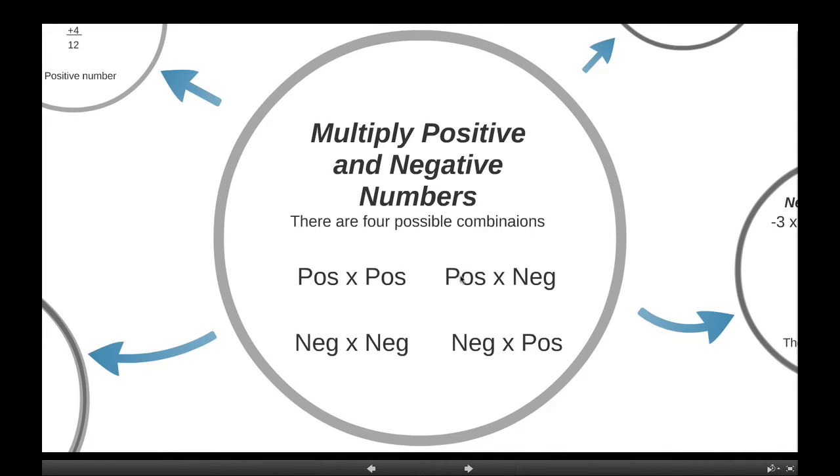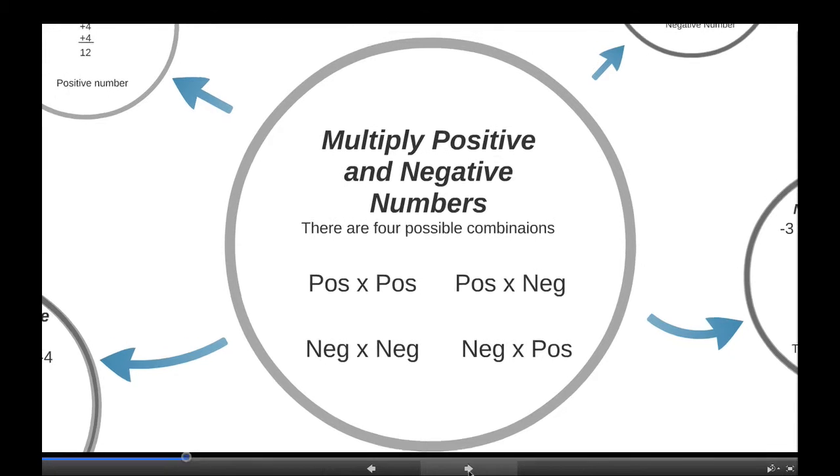You can also have positive times negative or negative times positive, and I've grouped these together because the signs are different. And there's really only 2 rules you need to remember. One rule for when the signs are the same, and one rule for when the signs are different. So let's start with what we know for sure.